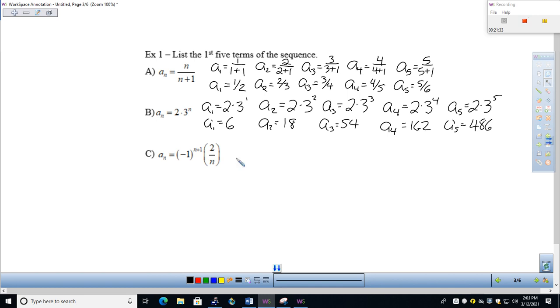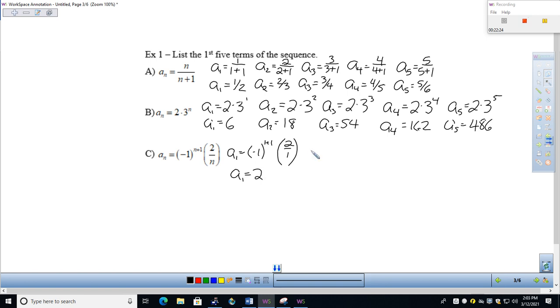And what I want you to be aware of here is keeping an eye not just on the values, but the signs of our values here. So a sub 1 equals -1 to the 1 plus 1, and then times 2 over 1. Are you guys getting that as well? Okay, so just putting for a sub 1, that means n is 1, putting them in. And when I get this, -1 squared, because 1 plus 1 is 2, so that's just 1 times 2. So I'm getting a sub 1 equals 2.